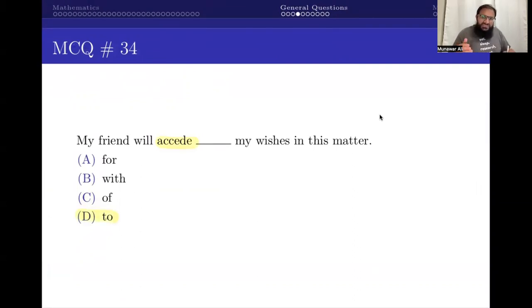Like in these MCQs, we have to see what is going to be the right thing. And this comes with more and more reading. When you read more and more, you will get the idea of what preposition is suitable here. It doesn't come with memorization. You take a book, you start memorizing. It's not the right way, I think.